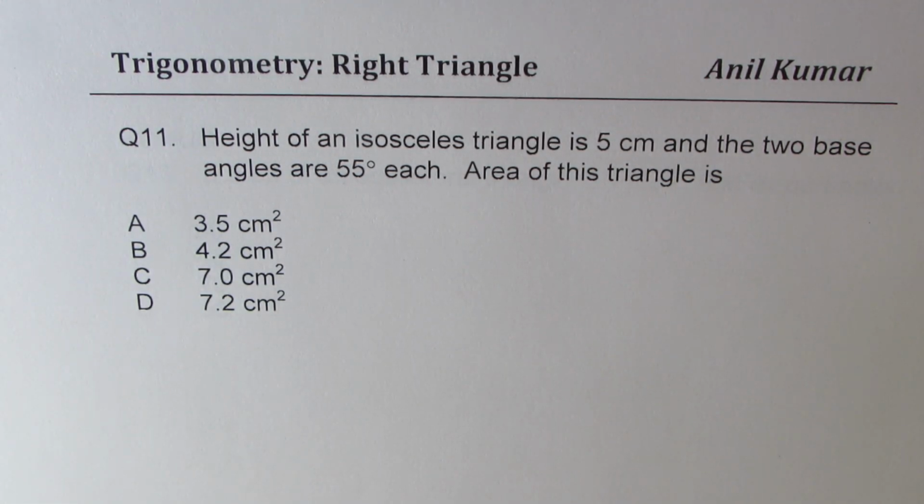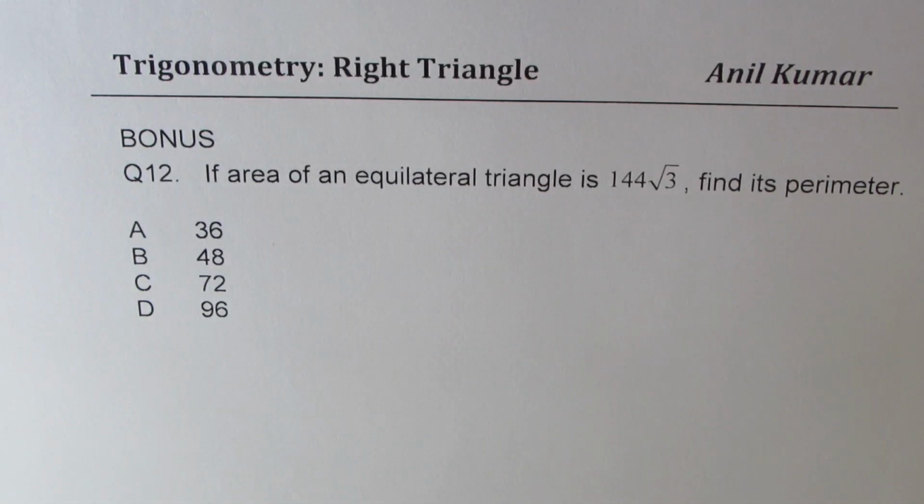Question 11. Height of an isosceles triangle is 5 centimeters and the two base angles are 55 degrees each. Area of this triangle is, and now we have the bonus question. If area of an equilateral triangle is 144 square root 3, find its perimeter. So I hope the questions are absolutely clear. Take your time to solve and then look into my solutions.